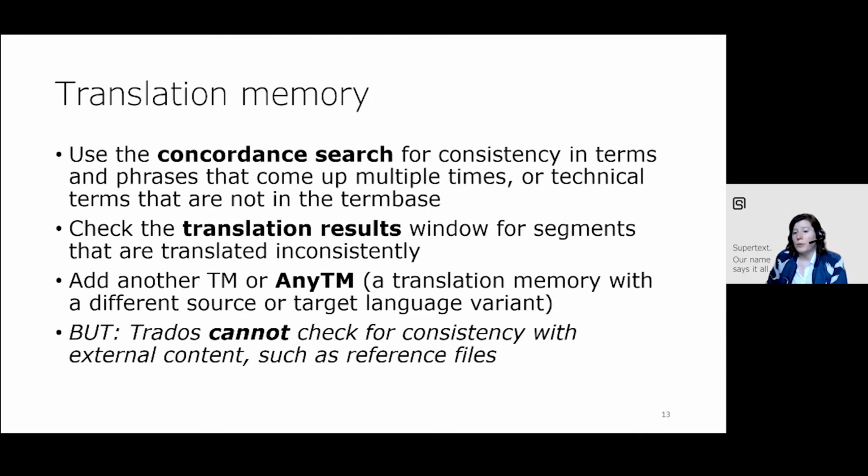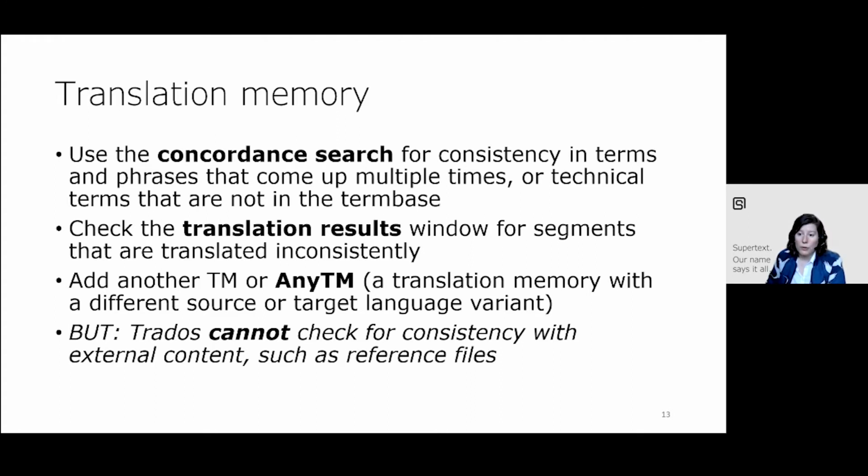Sometimes it can be useful to add a supplementary TM or an any TM to a project in addition to the default client TM. Any TM is for translation memories that have source or target languages that differ from the languages attached to the project. For example, some clients translate into both US English and UK English. For these clients, both the US and UK TMs may be useful to the translator.